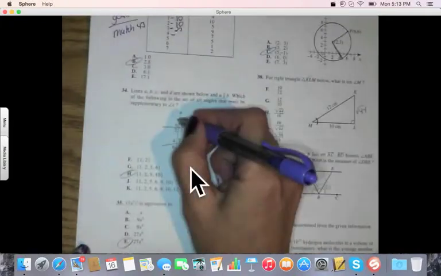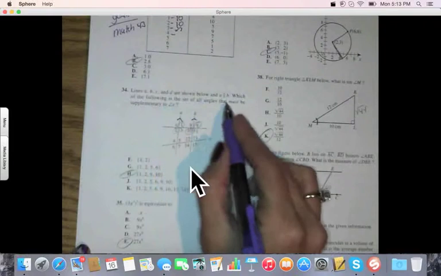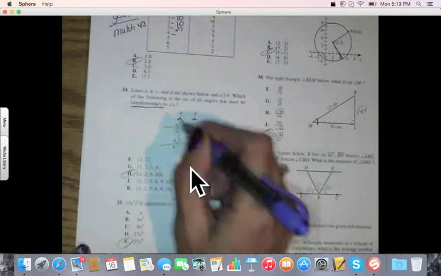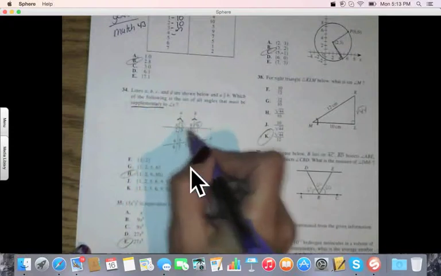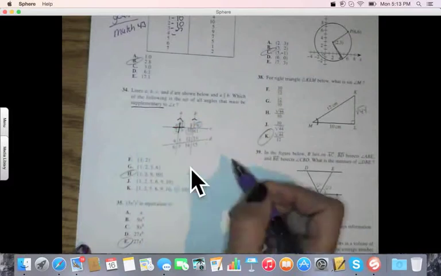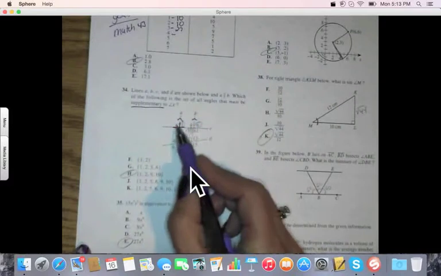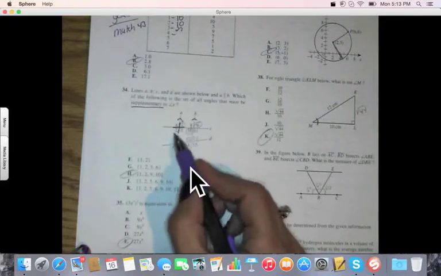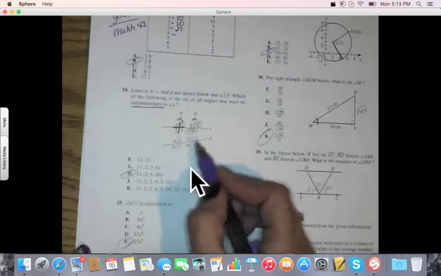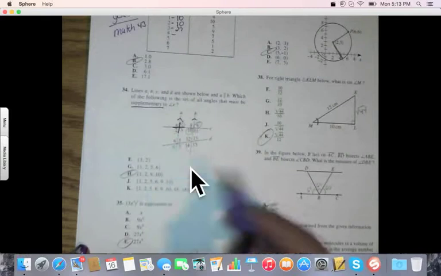Okay, A and B are parallel. Which of the following is the set of all angles that must be supplementary to angle X? So all linear pairs, so x and 1, x and 2. The corresponding ones are going to be congruent, so you need the ones that are in the other spot. So the ones that are equal to 1 and 2 would be 9 and 10, and then nothing down here. So just 1, 2, 9, and 10.